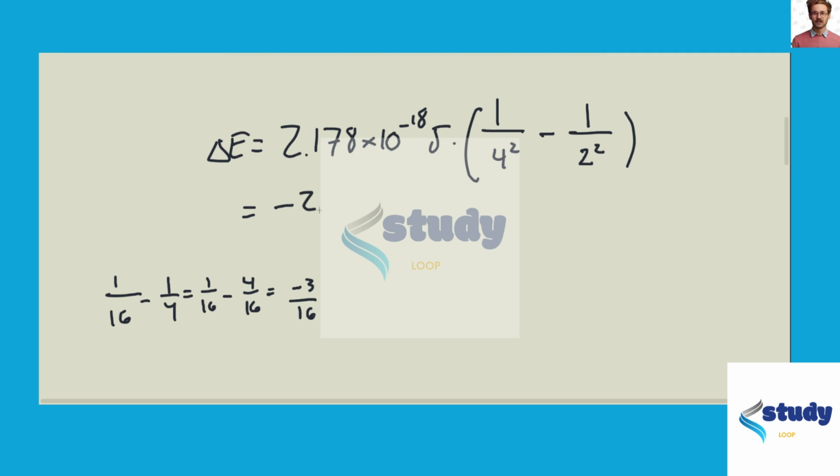Okay, so we're going to get negative 2.178 times 10 to the negative 18 joules times 3 over 16. Let's calculate that. 2.178 times 10 to the negative 18 times 3 over 16, we're going to get 4.084 times 10 to the negative 19 joules. And that's our answer.